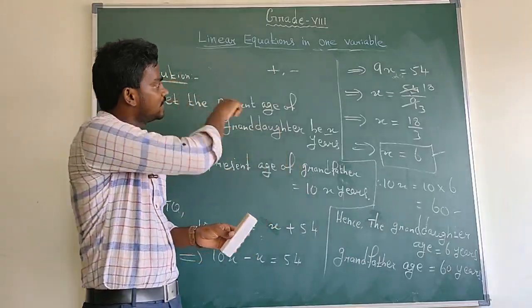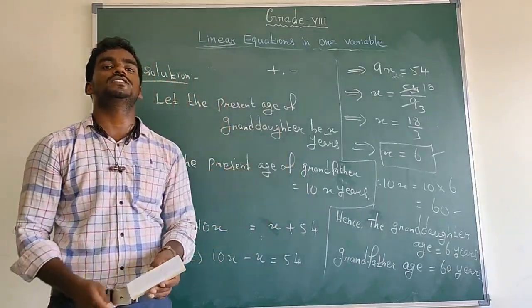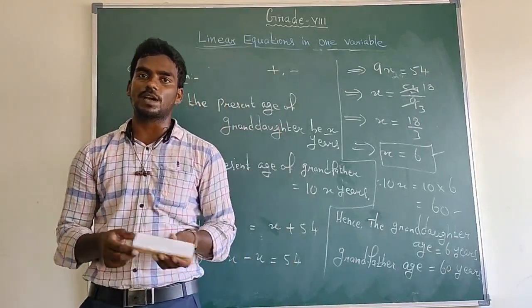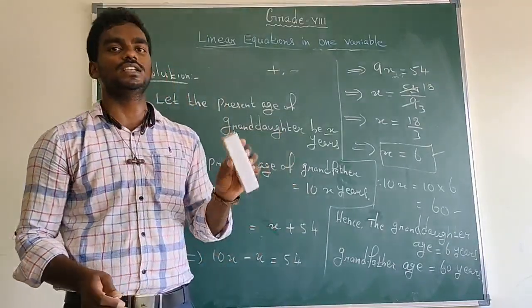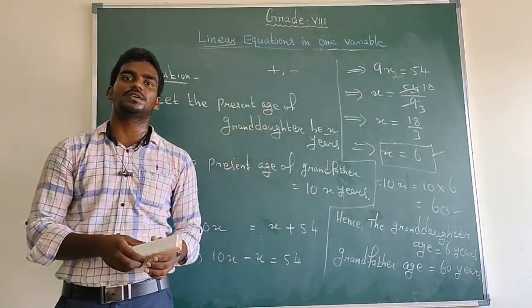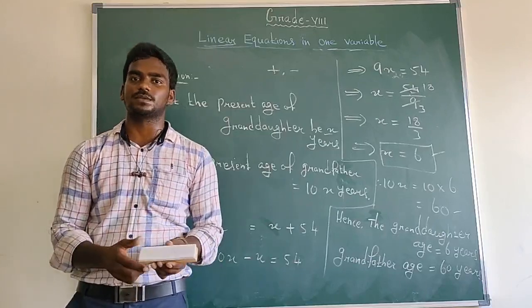And what is a linear equation? A linear equation means the highest power appearing in the variable is 1. Then we know how to solve linear equations in one variable by using the transposing method. Thank you.